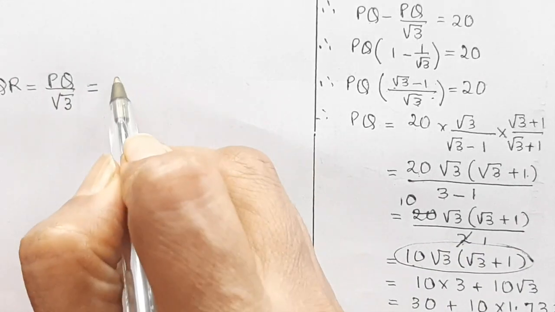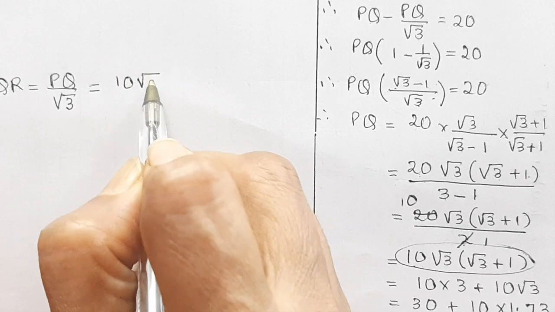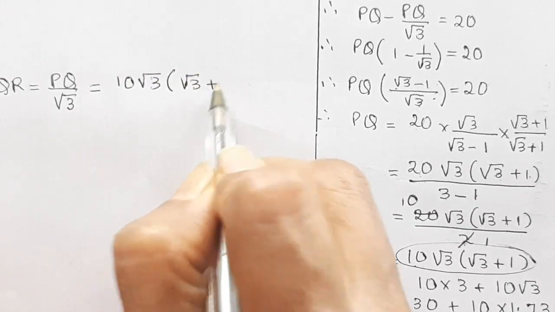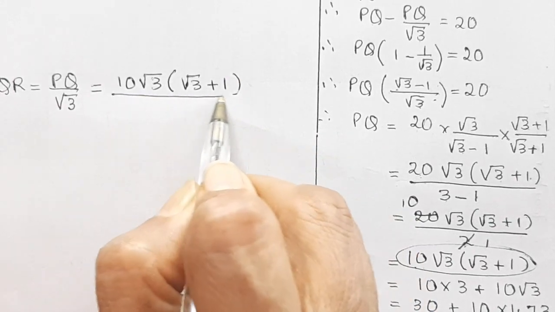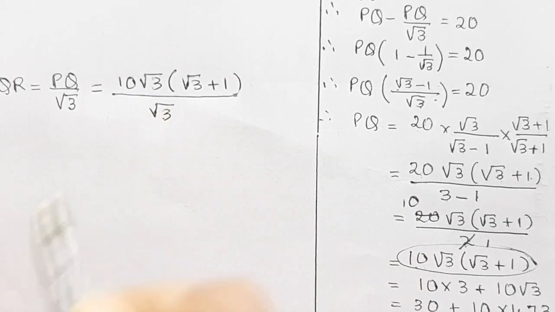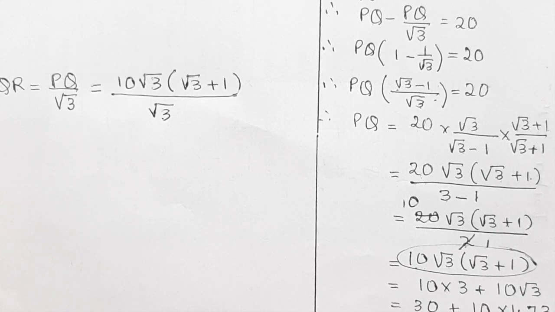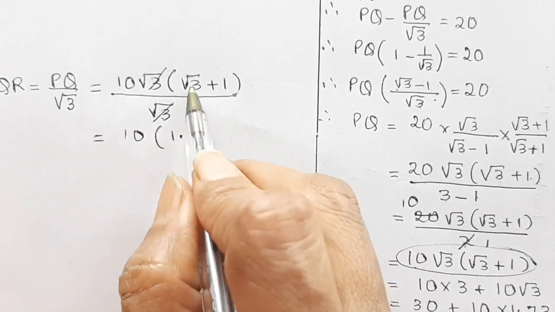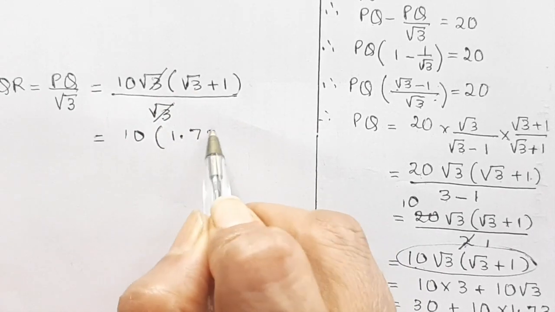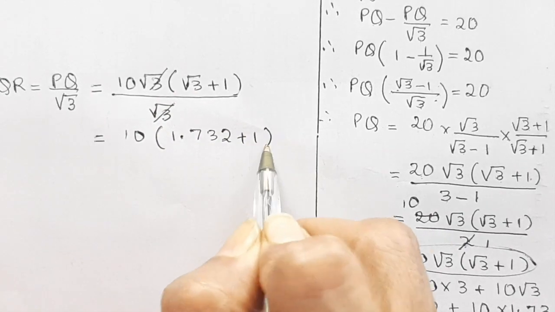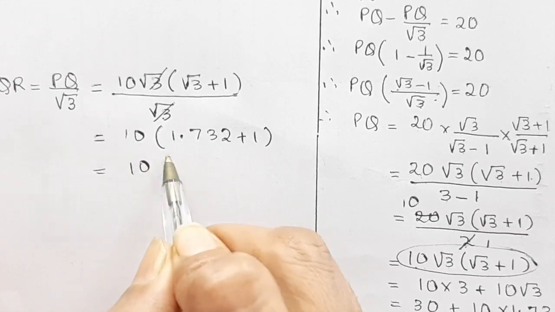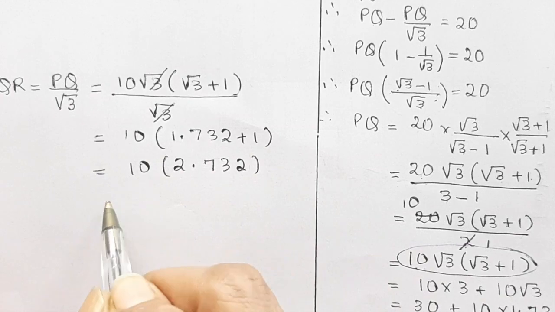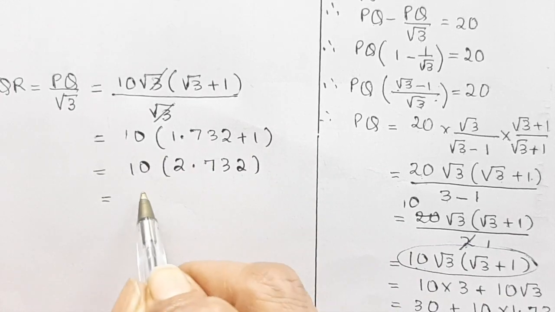So for PQ, we will say 10 root 3 into bracket root 3 plus 1, the whole thing upon root 3. So we don't have to substitute root 3 value. Root 3 got cancelled and we will have 10 into bracket root 3 value is 1.732 plus 1. That will give us 10 into 2.732. And when you multiply by 10, all you have to do is shift the decimal.